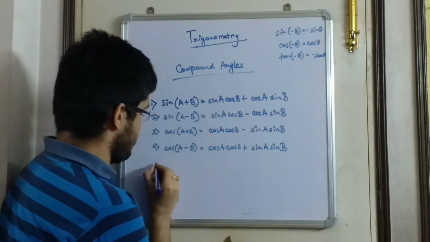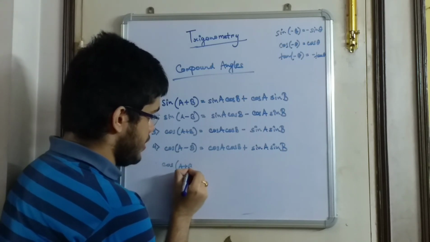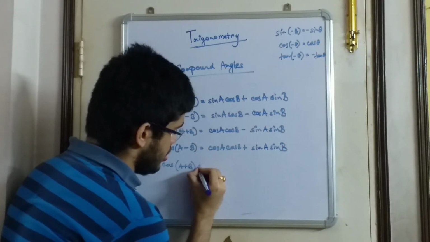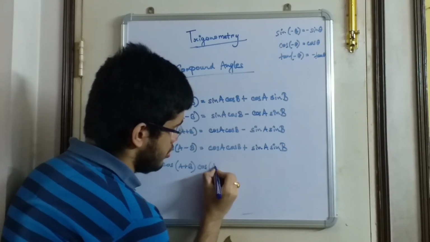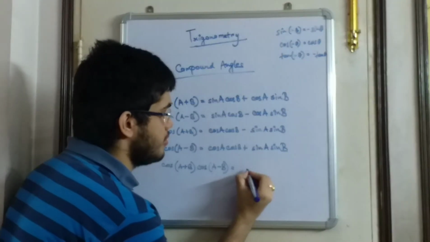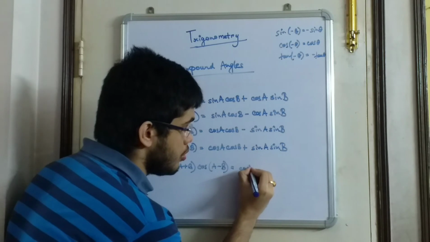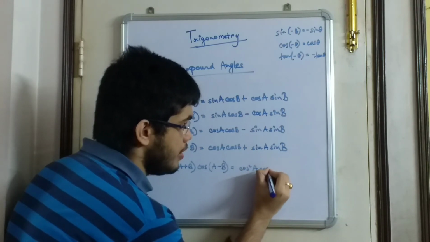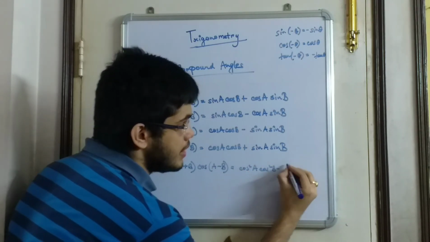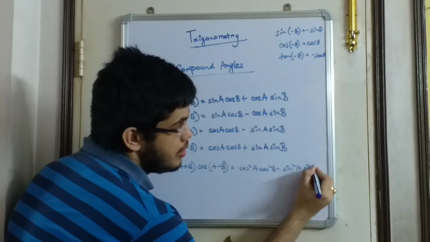This will be another formula, cos of a plus b into cos of a minus b. Again, just multiply it, you can get the answer. cos squared a cos squared b minus sine squared a sine squared b.